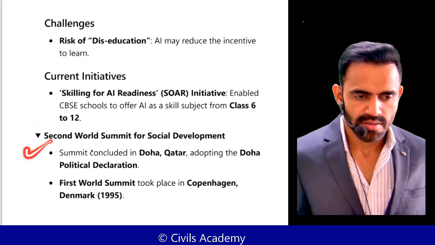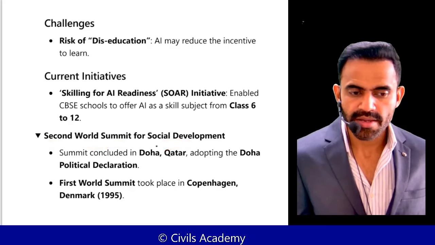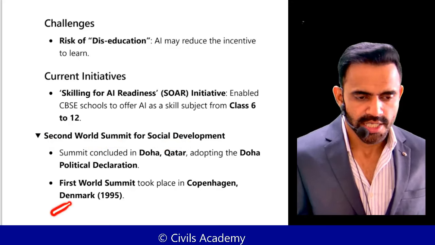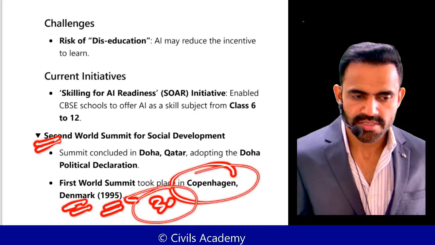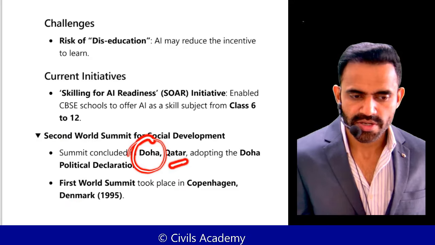Next is the second World Summit for Social Development. Yes, this is important. The first summit on social development was in Copenhagen in Denmark in 1995. So it completed 30 years. This was the second such summit, which was organized in Doha in Qatar.